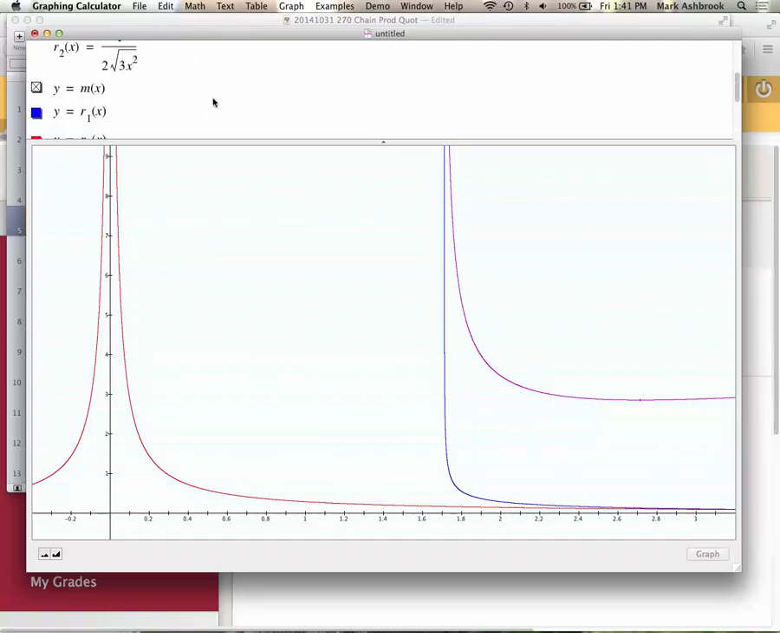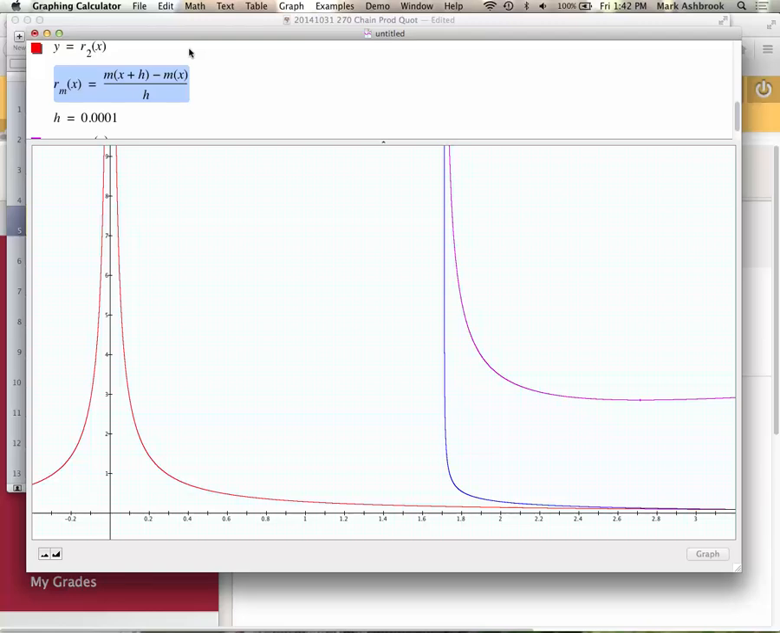Neither are right? So if one of these were correct, it would land right on top of what we know is the true trusted rate of change function. So as you're doing these examples, use a graphing calculator to check your answers by graphing it against what we trust. And what we trust is our rate of change function.